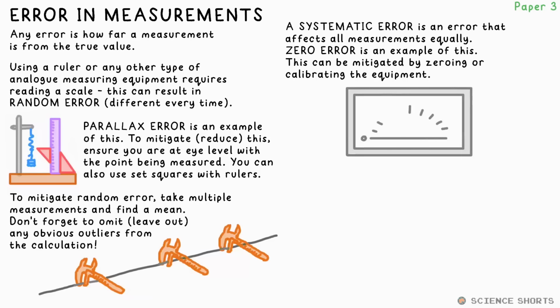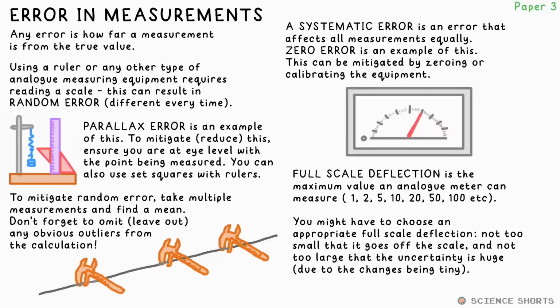However, sometimes it's more useful to use an analog instrument. In this case, your eye must be in line with the needle to avoid parallax error. Sometimes they have a mirror behind to help you with this. You might have to choose one that has an appropriate full-scale deflection for your measurements. That is, the maximum measurement it can make. This is usually 1, 2, 5, 10, 50, 100, etc.